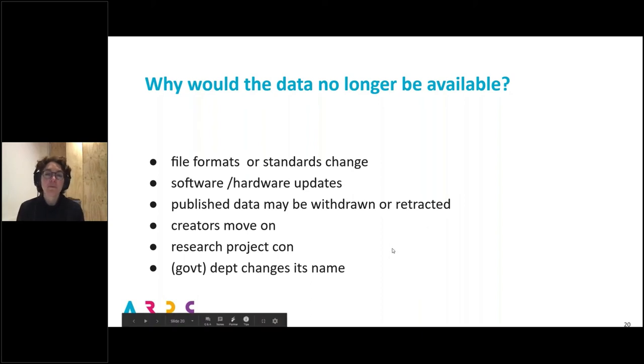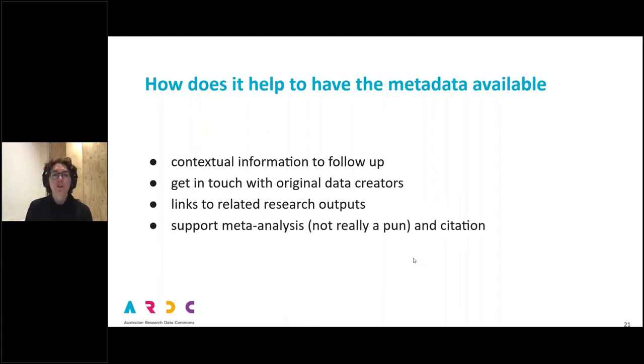Or, for example, maybe this has happened to you, the government or other department changes its name. Then it's very hard to find that data where you thought it was in the labyrinthine structure of their website. So how does it help to have the metadata available? Moving on from all of the problems, the things that could go wrong, here are a few examples of where it would be good to have access to that metadata.